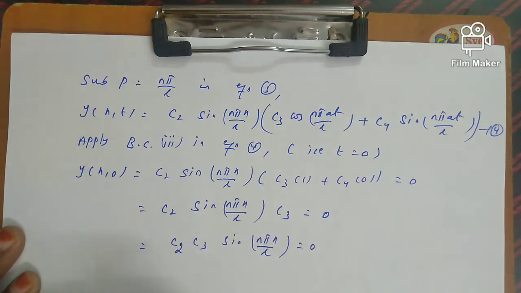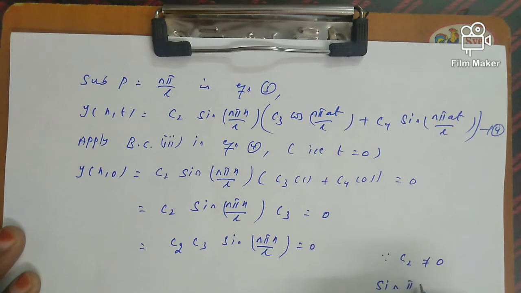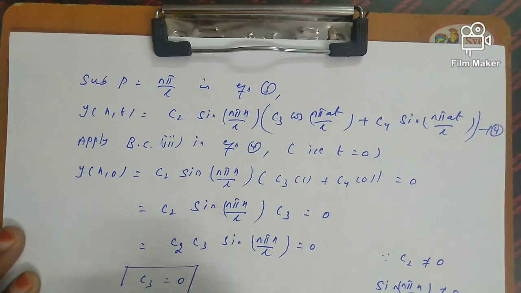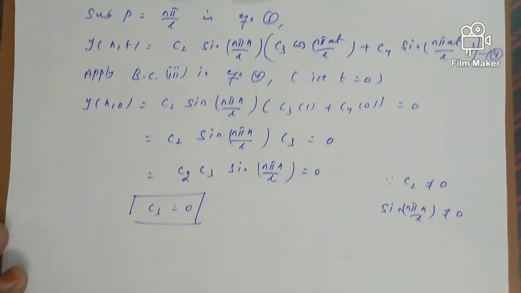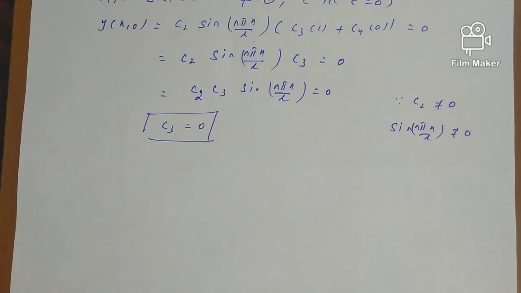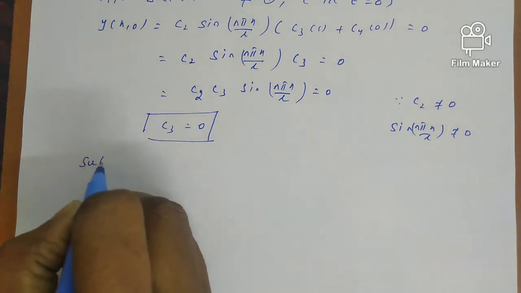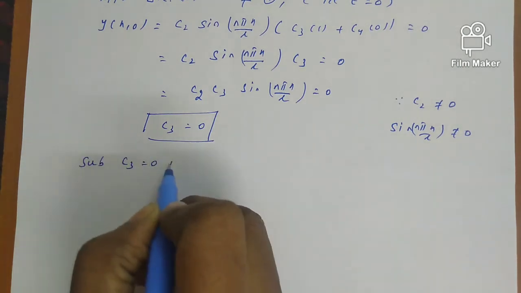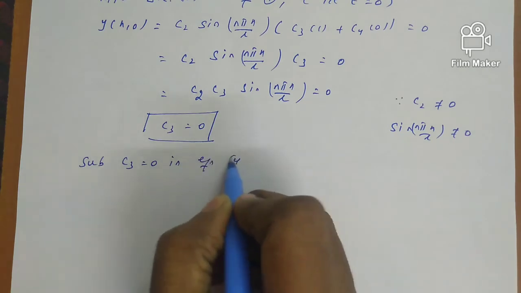So here already we know that since C2 is not equal to 0 and sin n pi x by L is not equal to 0, the zero term is C3 equal to 0. So from this we can conclude that C3 equal to 0. So now we are going to substitute C3 equal to 0 in equation 4.